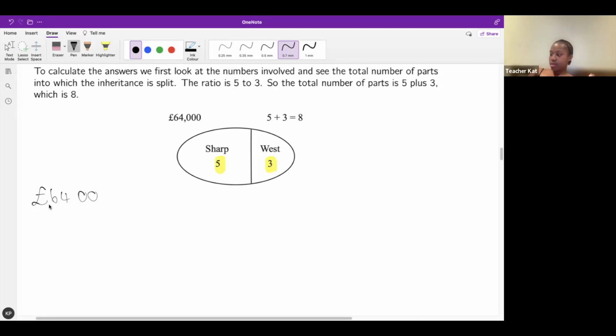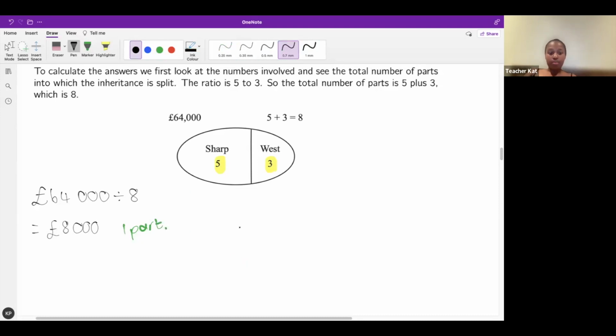Listen to the question, guys. Thank you. I'm going to divide the 64,000 by 8, because that's going to tell me how much one part is worth. And what is 64,000 divided by 8? 8,000 pounds. This will represent one part.